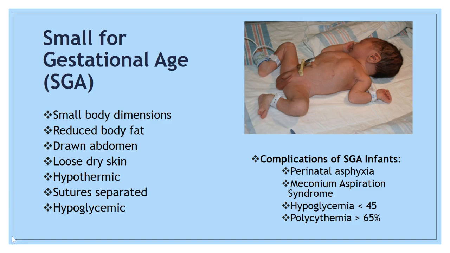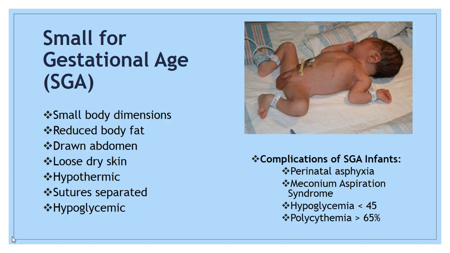So to define a kid as SGA, their birth weight has to be at or less than the 10th percentile. And small for gestational age babies can be preterm, they can be term, or they can be post-term. So it's not secluded to a certain gestational age group. It just has to do with what percentile they fall into based on their weight.